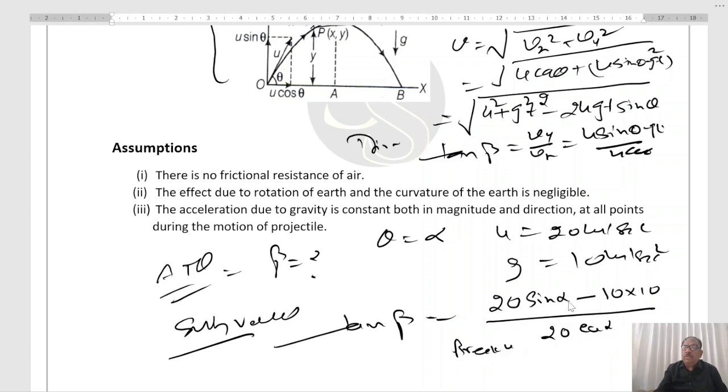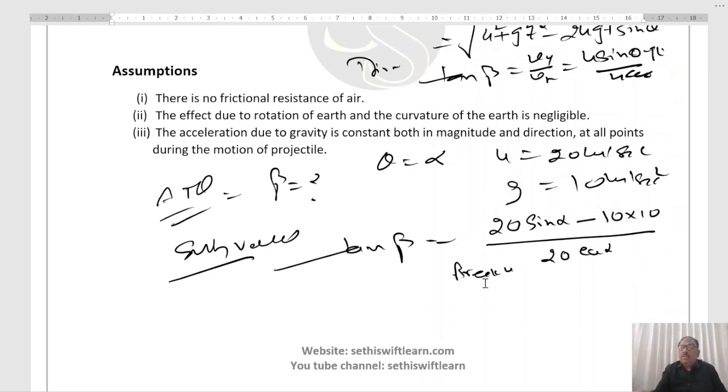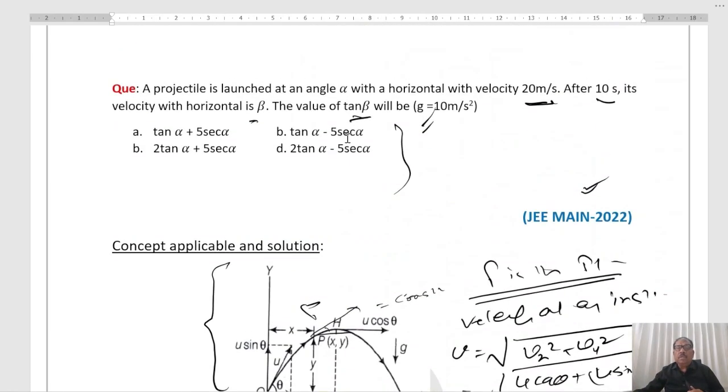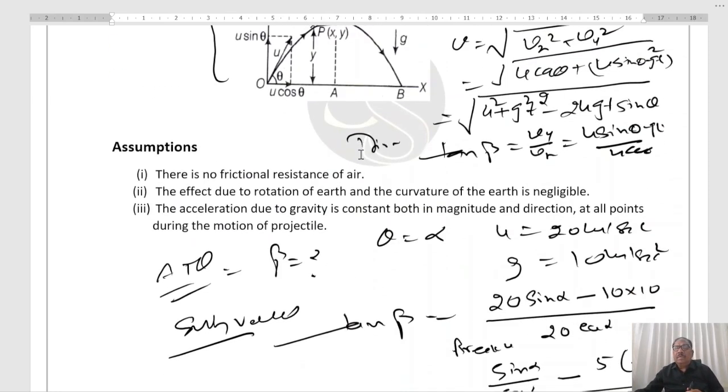Break up means this upon this, this upon this. So on simplification we get sin alpha upon cos alpha minus 100 upon 20 into 1 over cos alpha. This comes out to tan alpha minus 5 sec alpha, right? So the correct answer is option B. B is the correct answer, right?